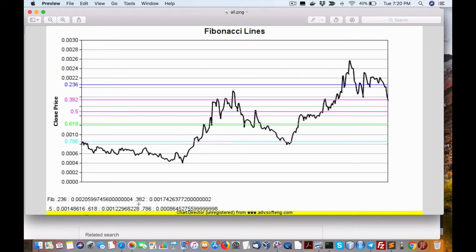Level 0.382 could be at 1742 here, and then looking at the other levels as well, we have 0.5 at 1486, level 0.618 at 1229, and 0.786 at 86452. So these are the different pricing levels that you can use, and you can also turn around and use these for setting targets. If the price hits a certain level, we can do something.